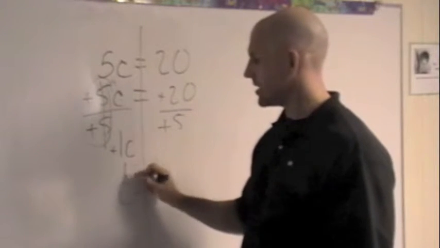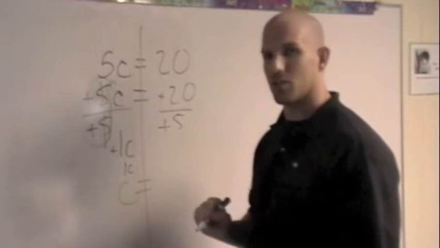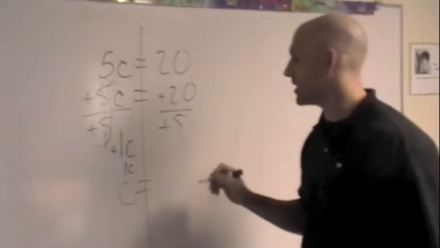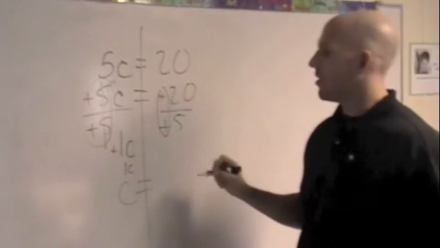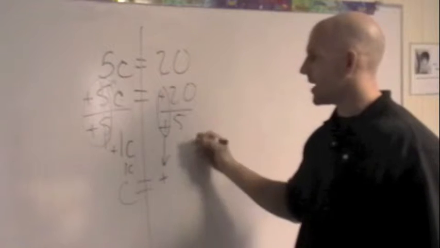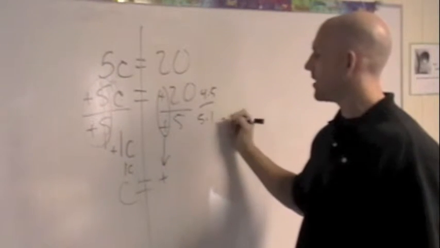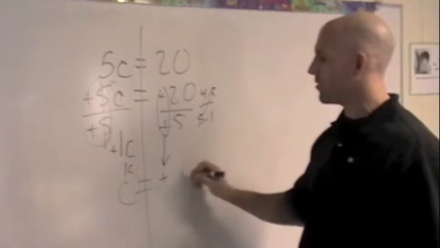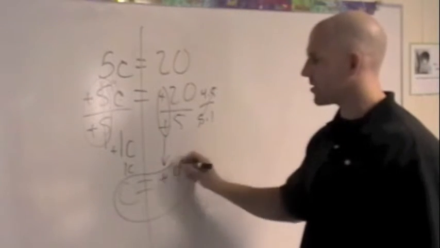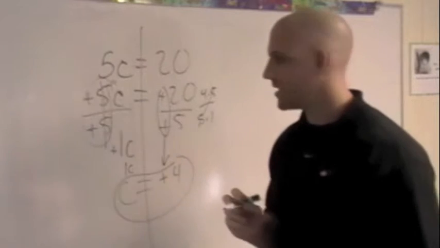And positive 1c is the same as 1c, and 1c is the same as just c. So we've accomplished our mission there. Positive over positive, we know that's going to match. That's a positive answer. 20 over 5, 4 times 5, 5 times 1, just like canceling. 4 over 1 is 4. And there's our answer. But let's look at this multiplication piece again.